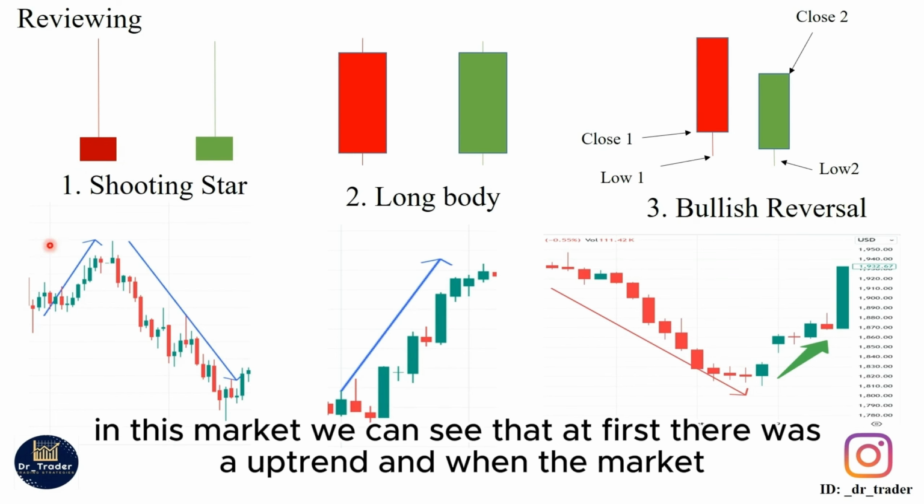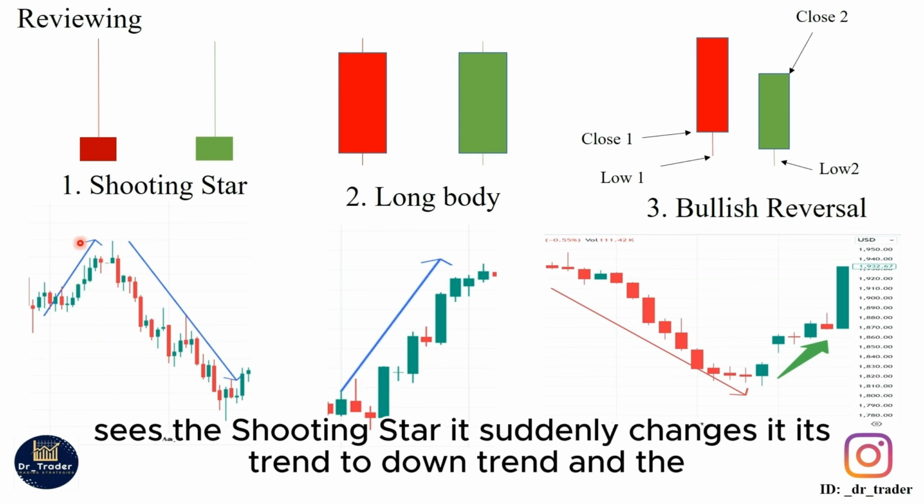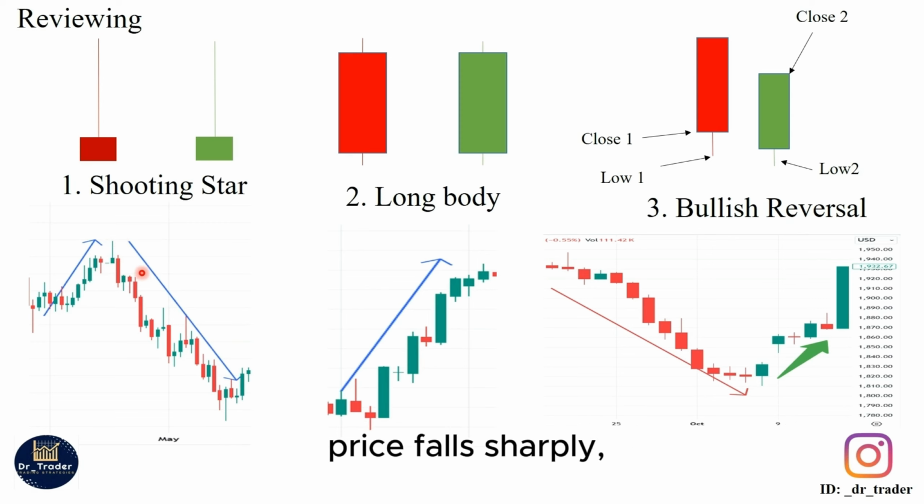For example, in this market, we can see that at first there was an uptrend, and when the market sees the shooting star, it suddenly changes its trend to downtrend, and the price falls sharply.